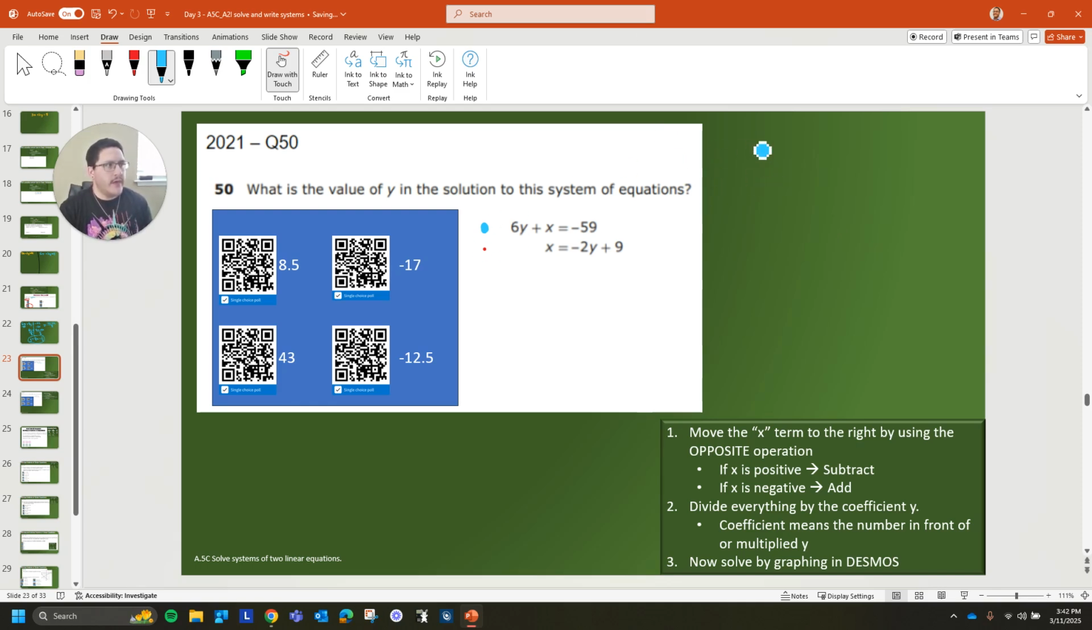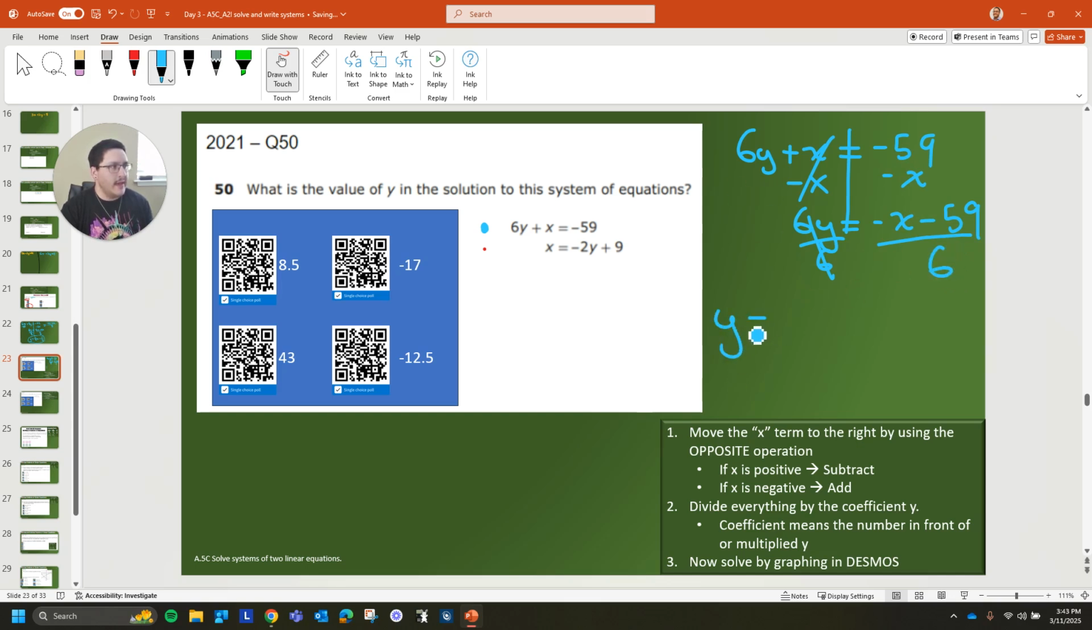Okay, starting with the first equation, 6y plus x is equal to negative 59. So I want to get the y by itself. Notice how the y, however, is over here first, and the x is next to it. Does not matter the order that these things are. The goal is still the same. We need to move the x first. Notice how this is positive x, so we have to subtract x from both sides. 6y is equal to negative x minus 59. And divide both sides by 6.